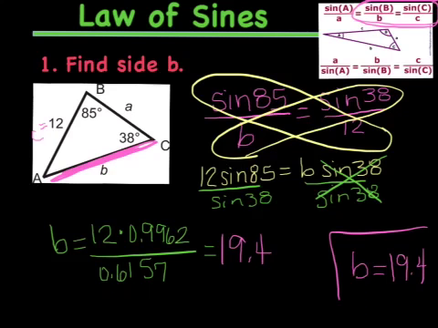And you could go through and you can find everything else that's missing too, if you really want to. You could find A the same way we found B. And you could actually find angle A just by using the fact that all three angles add up to 180. So let's try one more.